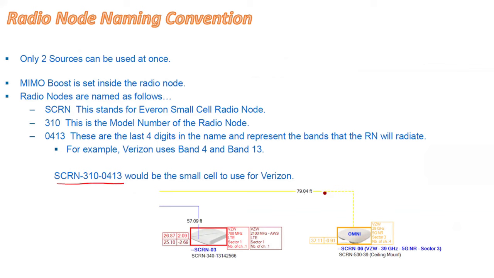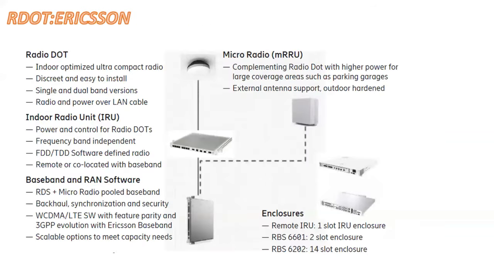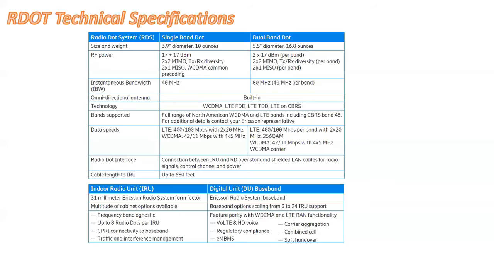SCRN310413, it means small cell radio node, and 310 is the model number of the radio node, and 04 is band 4, and 13 is band 13, right? So this is a naming convention. But then we have Ericsson. The small cell solution for Ericsson is called Radio Dot. It has similar components, like we have radio node, switches, and controller, and then that is connected to the backhaul, right? All this is available on the internet, so you can just Google it. Just write Radio Dot Ericsson, and then you will get all those details.